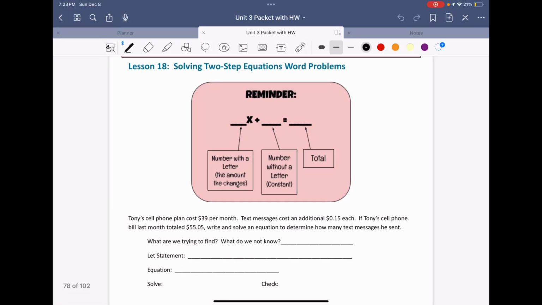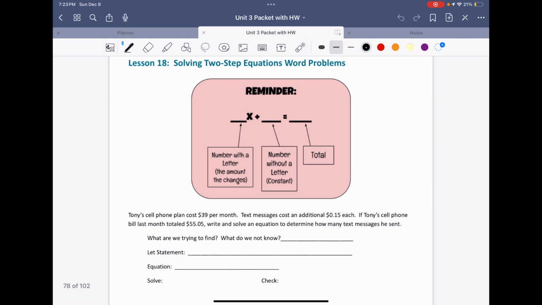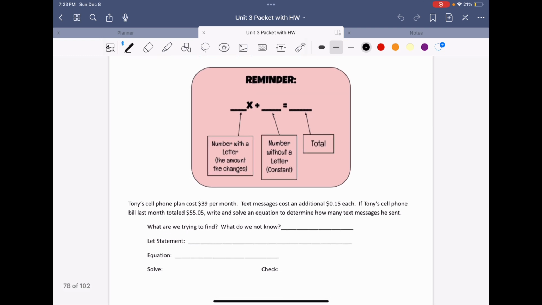All right, we're on lesson 18, which is solving two-step equation word problems. In our last lesson, we were just setting them up. Now we're going to actually go ahead and solve those equations. Let's remember when we set these up, we're always going to have a number with a letter, so that's the amount that's going to be changing, and then our constant, which is our value that's not changing, and our total.